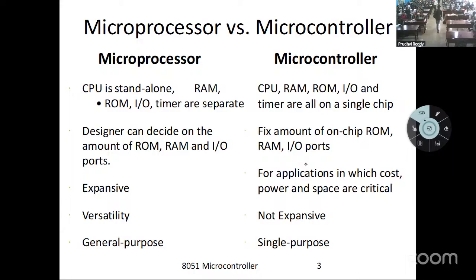And the microprocessor is for general purpose. If you are using one microprocessor, it can be used for different purposes. But here it is single purpose, only one, because the memory is less. And this microprocessor 8086 is a 16-bit processor, and this microcontroller 8051 is an 8-bit processor. This can perform only 8-bit operations, and this can perform 16-bit operations. These are the basic differences.